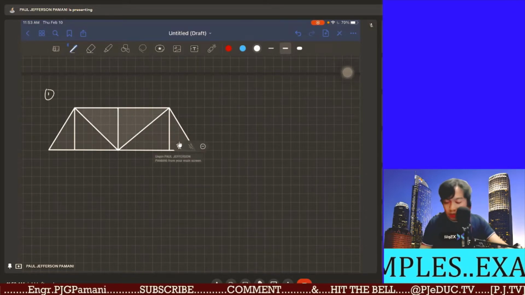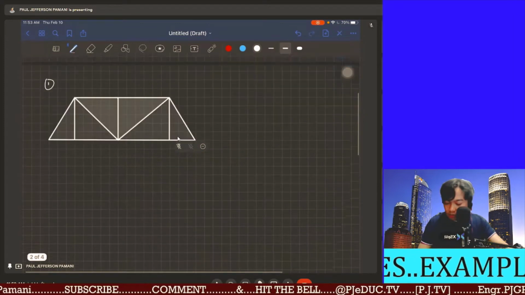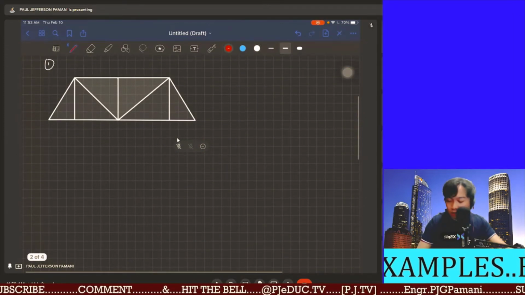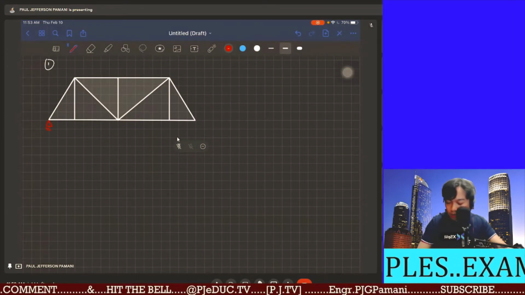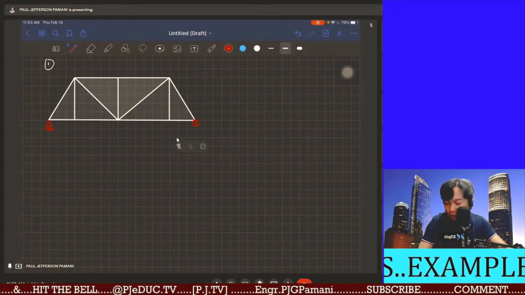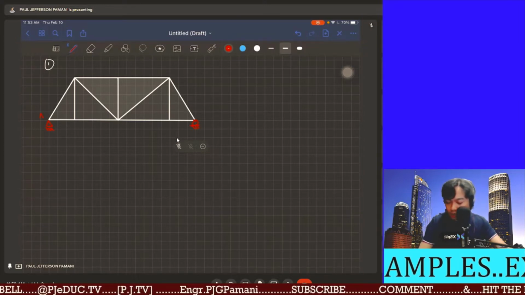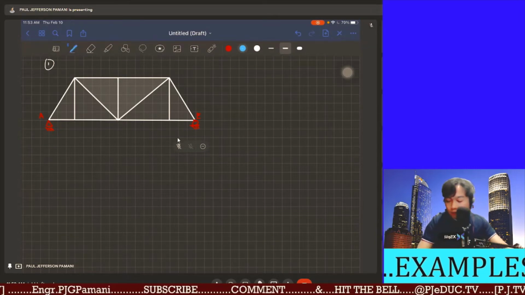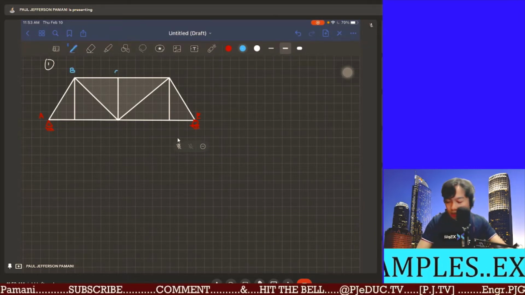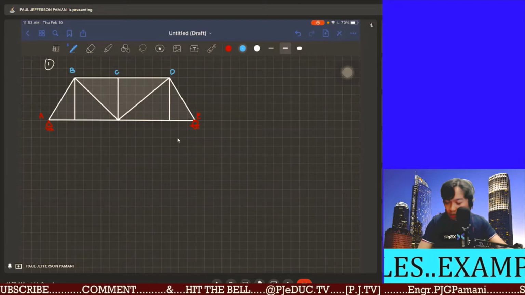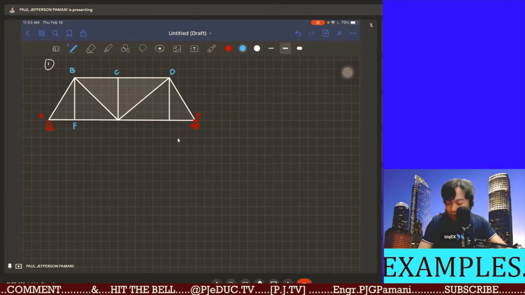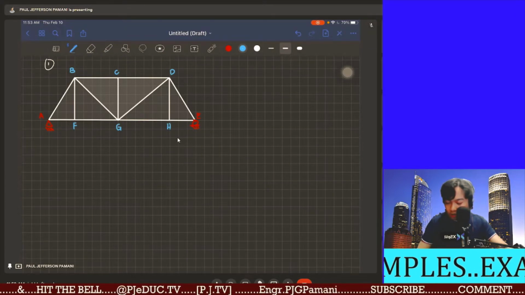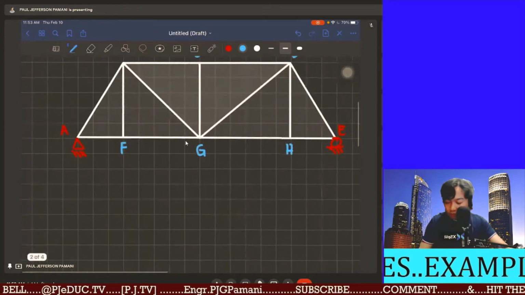So, parehas ba? Yeah. Then, we have already determined from this example that this is now a determinate truss, right? Again, identify your joints. B, C, D, E, F, G, and H.